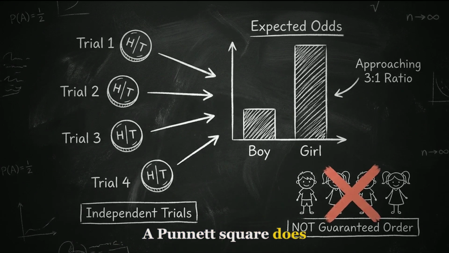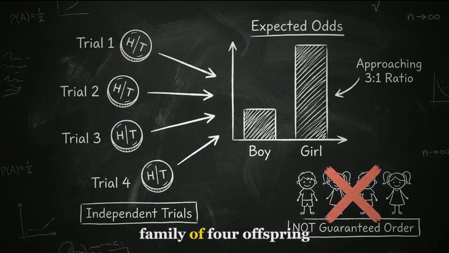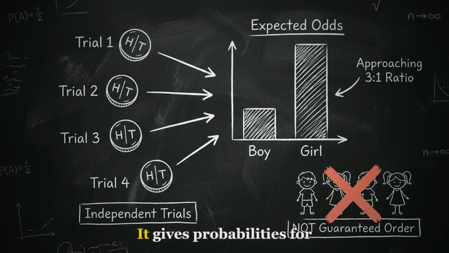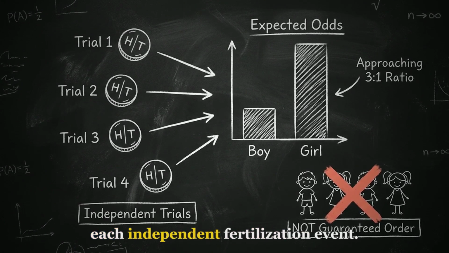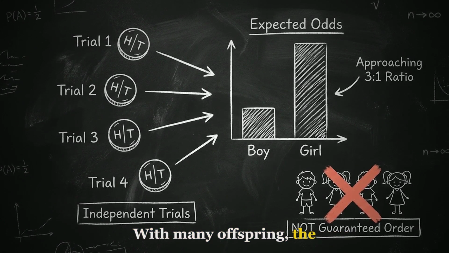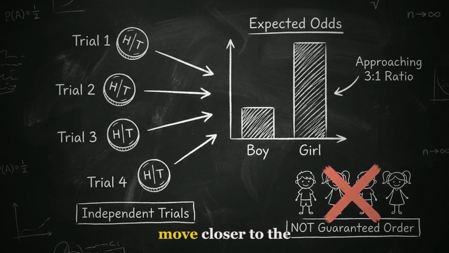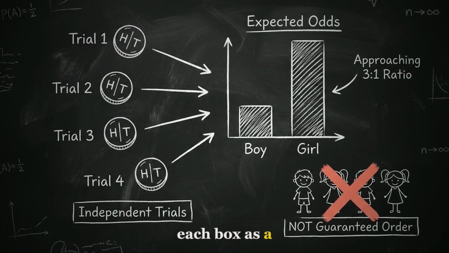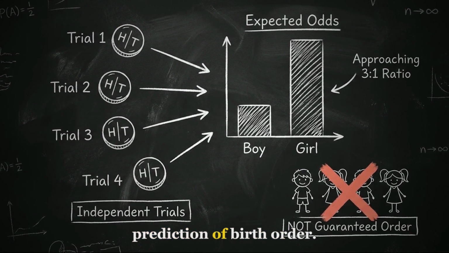A Punnett square does not promise that every family of 4 offspring will contain exactly 3 purple and 1 white. It gives probabilities for each independent fertilization event. With many offspring, the observed numbers tend to move closer to the expected ratio. Think of each box as a fresh draw, not a prediction of birth order.